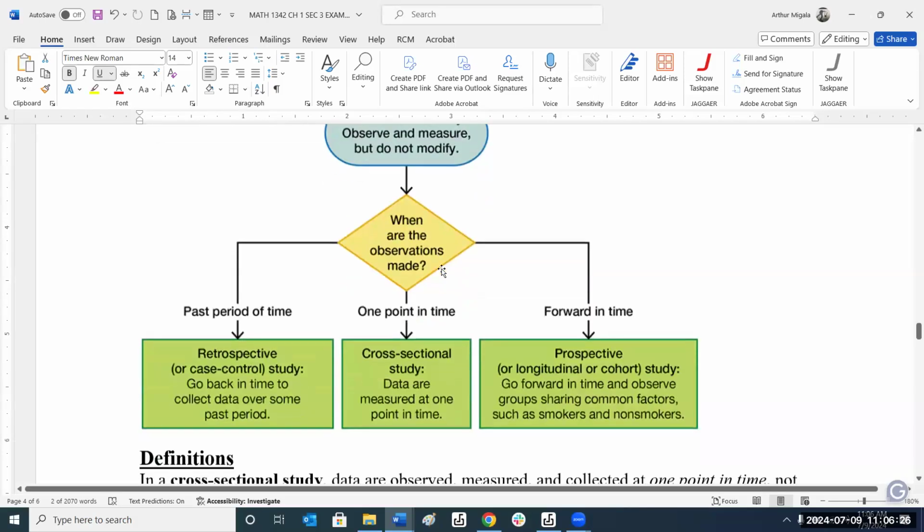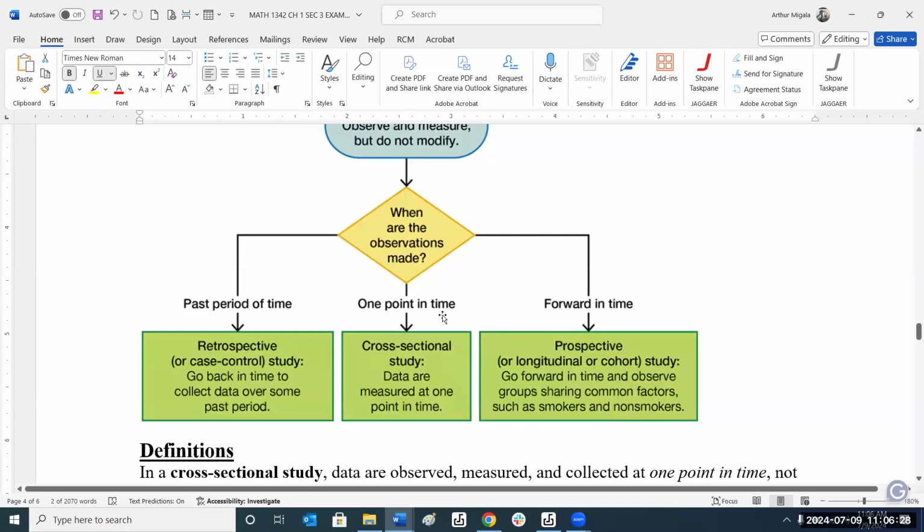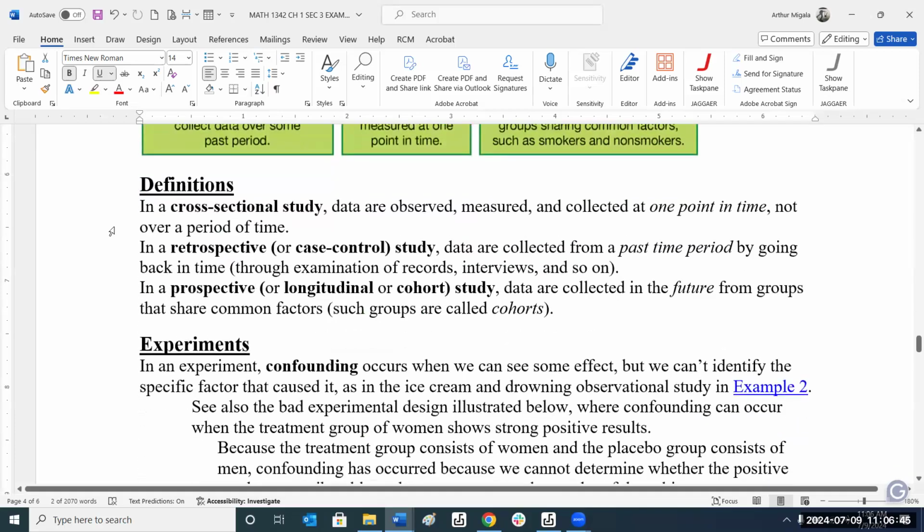When are observations made? Past period of time, one point in time, forward in time. If it's past period, it's retrospective. If it's one point in time, it's a cross-sectional study. And if it's in the future, it's a prospective study. And here are the definitions.